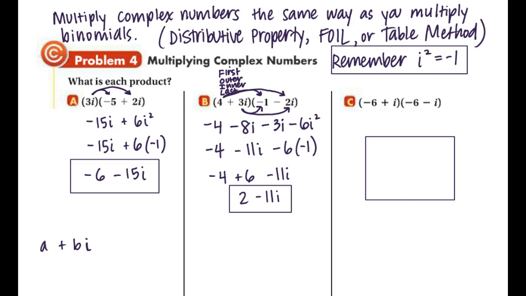To cover all the bases, I'm going to review the table method with you. When I teach this to my freshmen for multiplying regular binomials, a lot of them prefer this because it is very visual. So make yourself a 2 by 2 table.